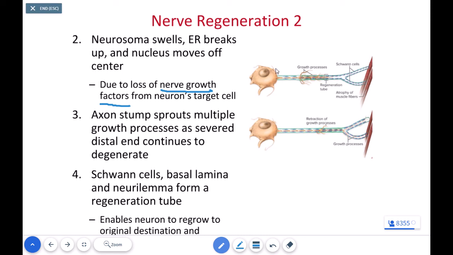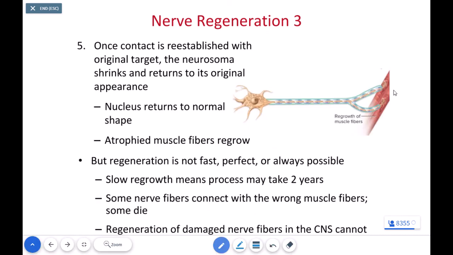So this neurosoma swells up. That causes the axon to get pushed farther away. As the axon's getting pushed farther away, it's going to move through the tube made by the Schwann cells. And as it's moving through that tube, it'll eventually reconnect to its target organ. And once it gets reconnected to that target organ, it's re-exposed to the correct growth factors. The neurosoma shrinks back inside. It no longer needs to be swollen up to push the growth of the axon.